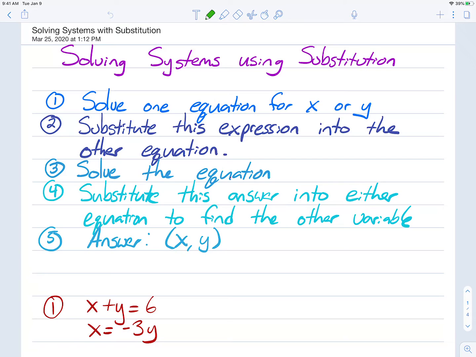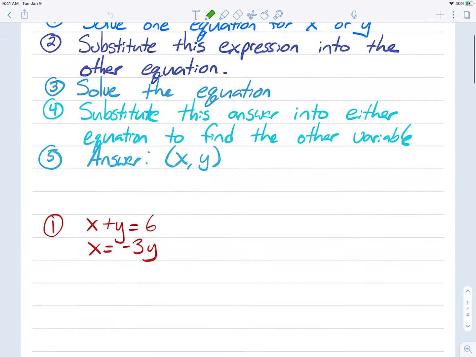Then what we end up with is an equation that only has one type of variable, so we can solve that equation. When we get an answer, it'll either say x equals something or y equals something, and then we're going to substitute this answer into either of the equations to find the other variable, because there are 2 variables and we need to know both of them. And remember that your answer should be the coordinates x comma y.